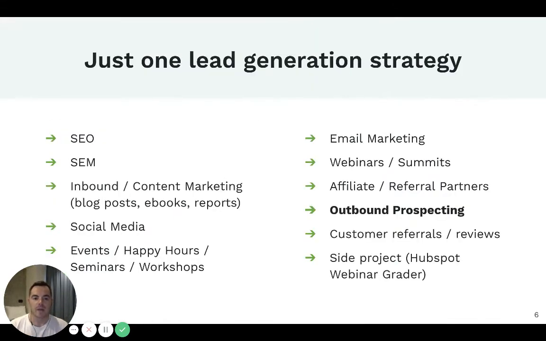And it's important to remember that outbound prospecting is just one lead generation strategy. It sits and can work alongside SEO, inbound, email marketing, affiliate and referral marketing, as well as side projects like HubSpot's website grader.